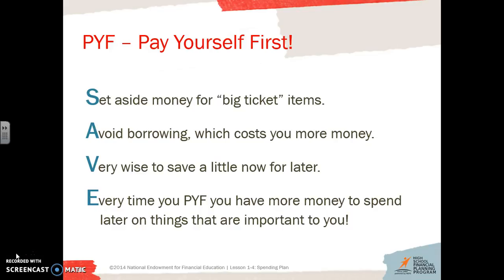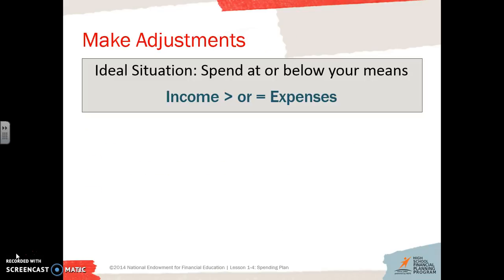Okay, so we have identified our income. We've also figured out our expenses. Now it's time to start putting this all together. So in an ideal situation, you always want to spend money at or below your means. That means that your income needs to be more than or equal to the expenses that you have to pay each month. So what you make needs to be more than what you pay.